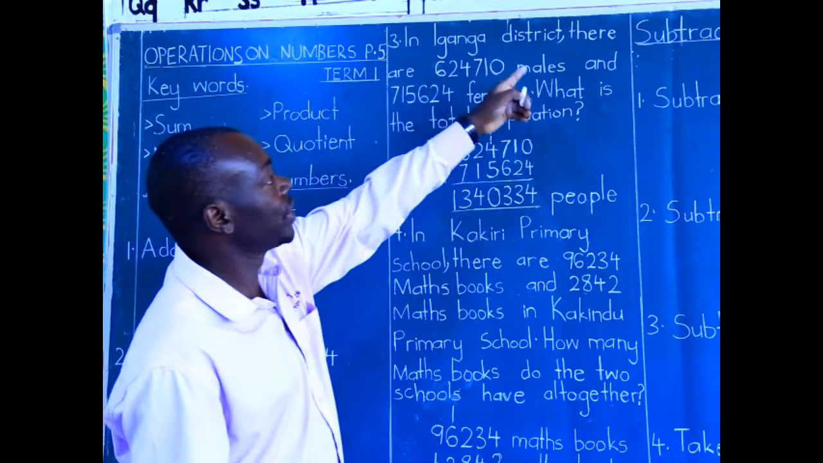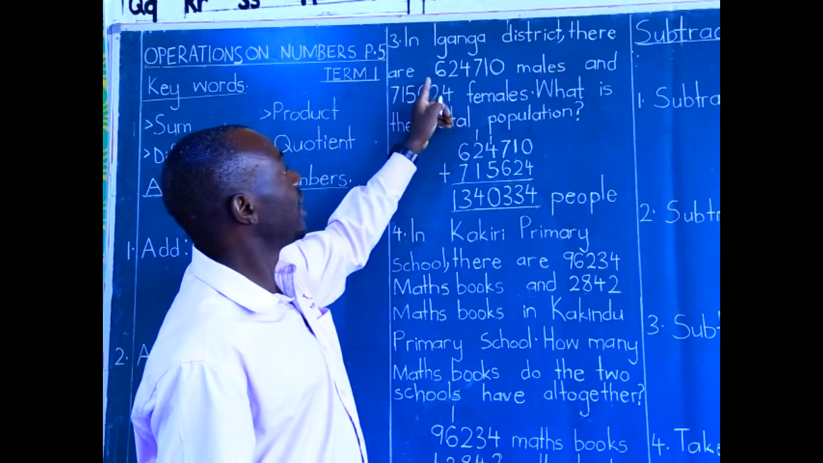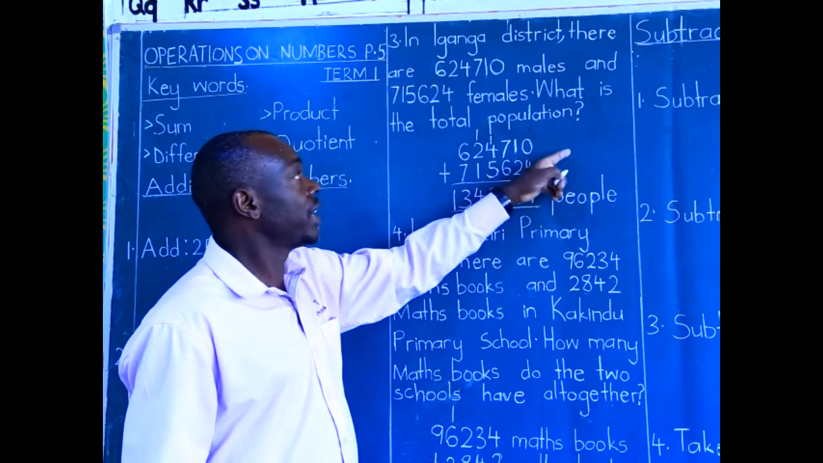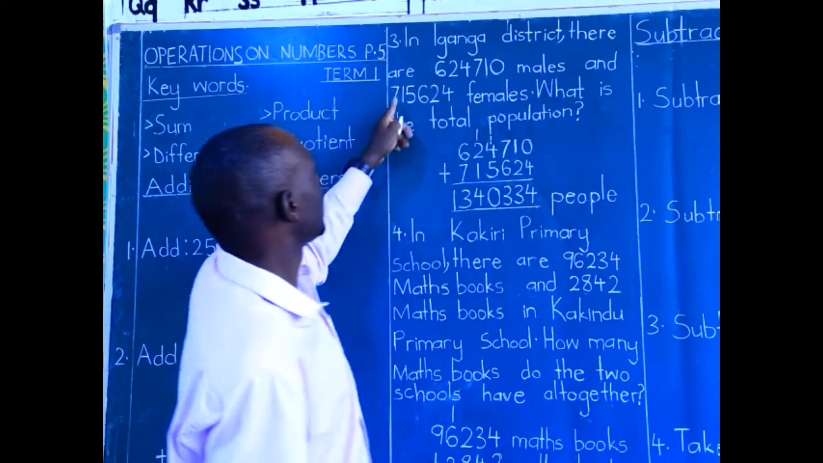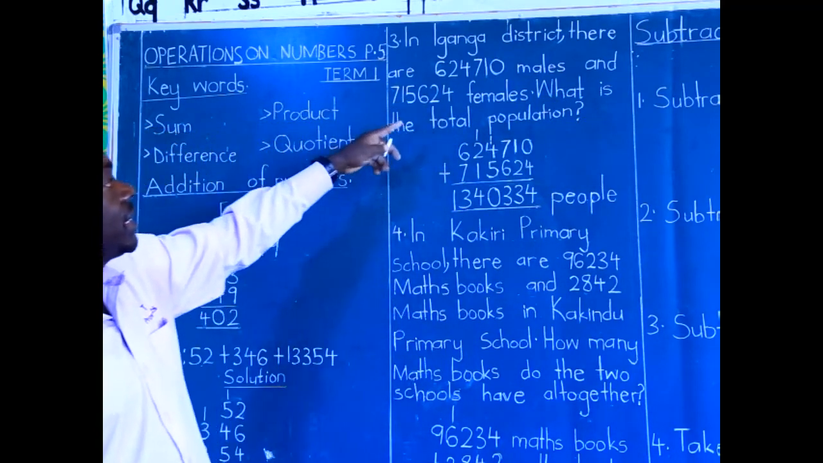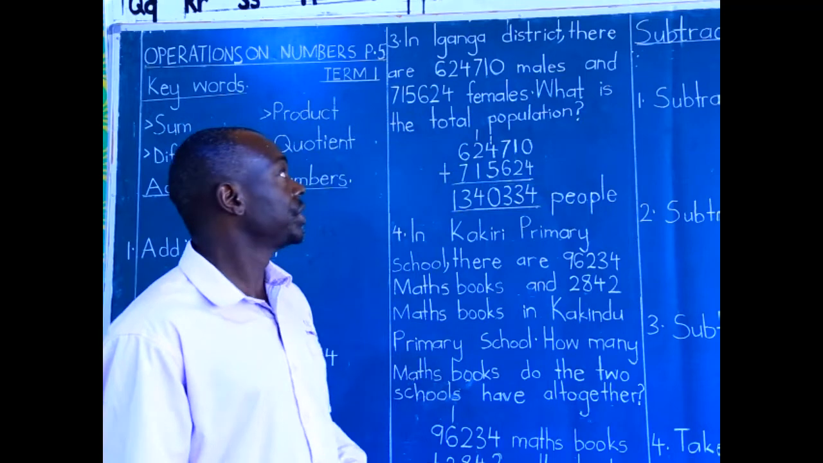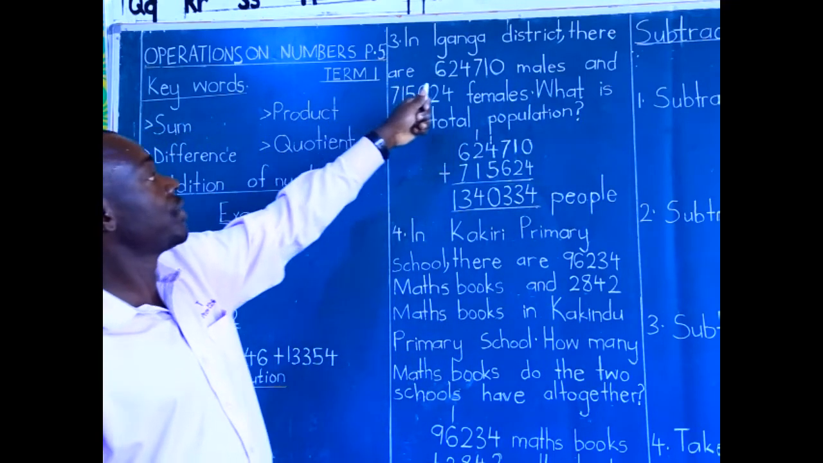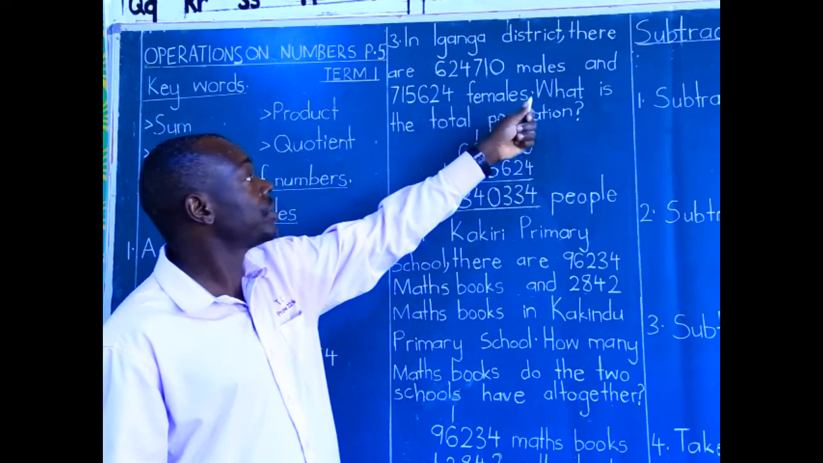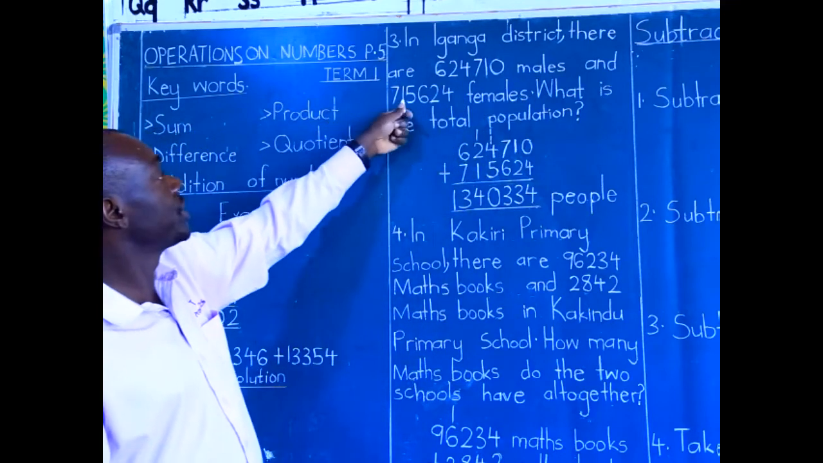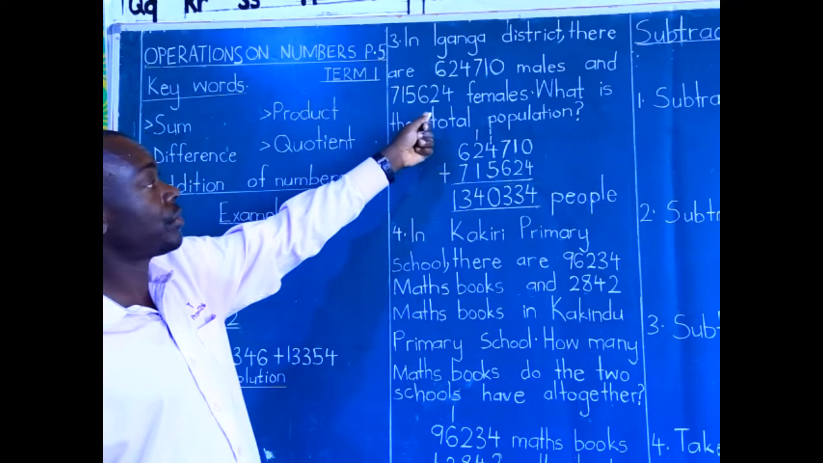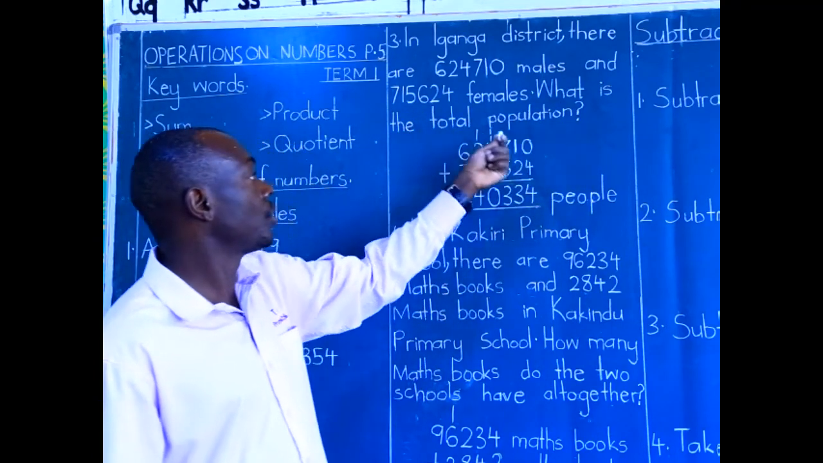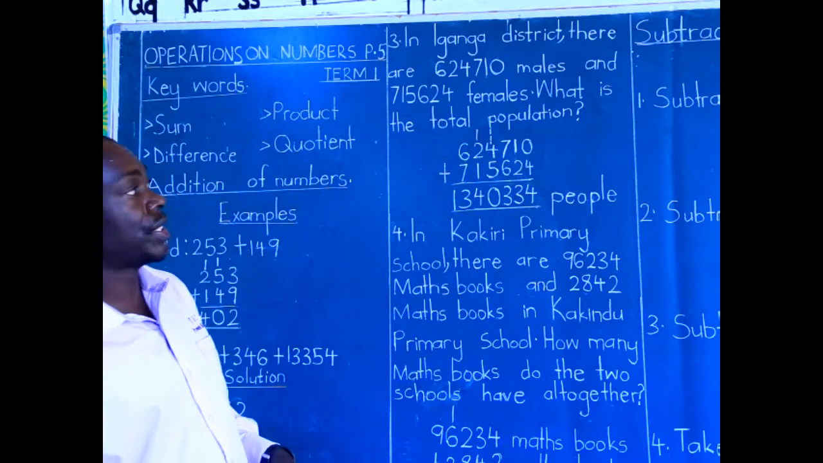In Iganga district, there are 624,710 males and 715,624 females. It reads again. In Iganga district, there are 624,710 males and 715,624 females. Then the question reads, what is the total population of this district?